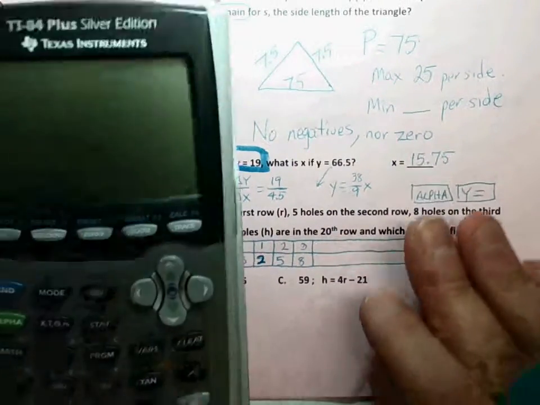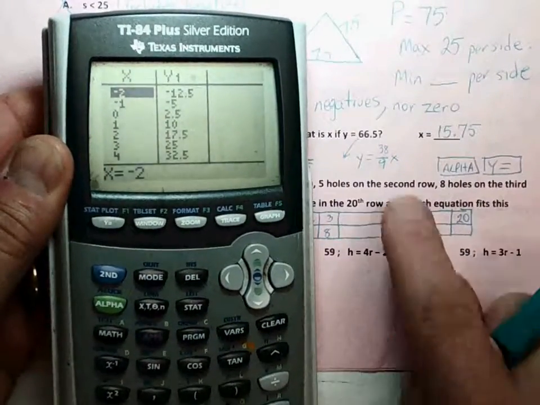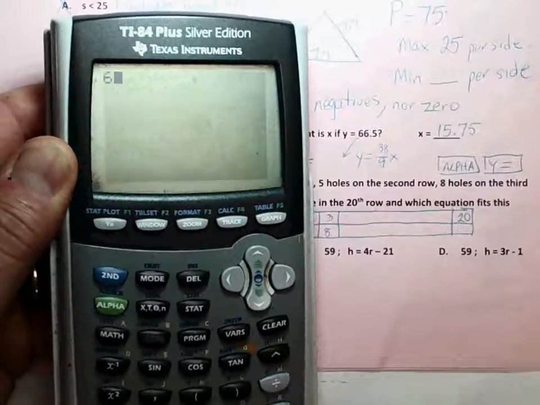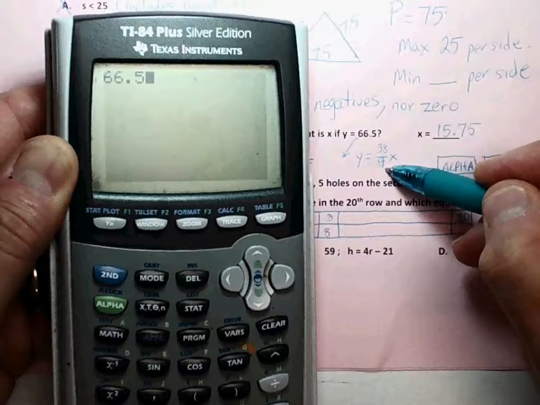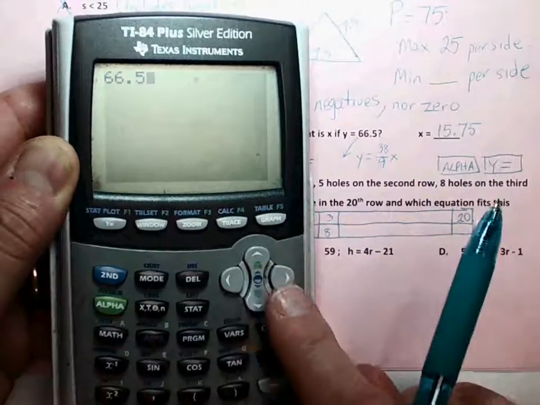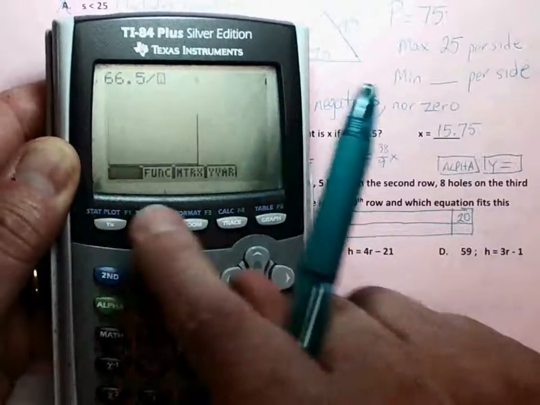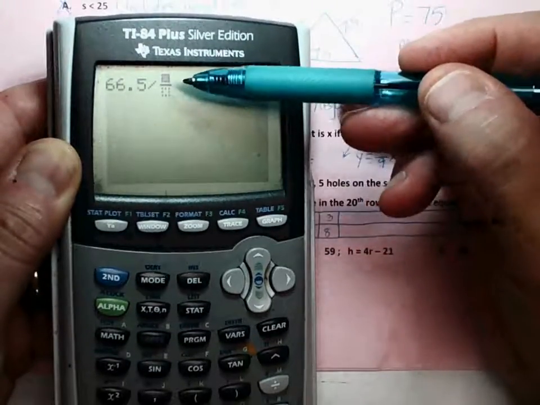So, watch what I'm going to do. I'm going to need to divide 66.5. I'm going to show you something new, so watch. We need to divide 66.5 by this fraction. I want you to press alpha y equals. Or hit divide first, divided by. Now go alpha y equals, and then hit enter. And you notice it gives you a little fraction thingy right here.